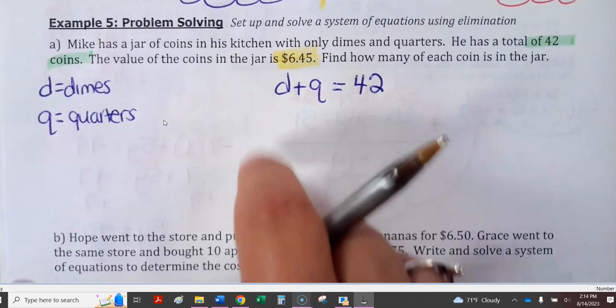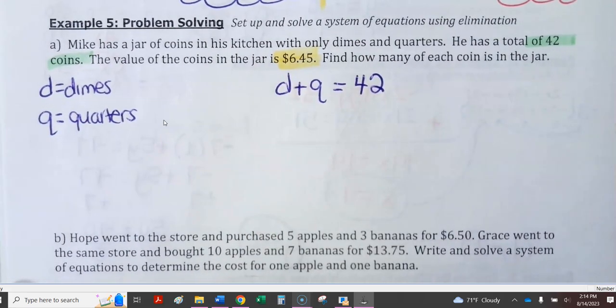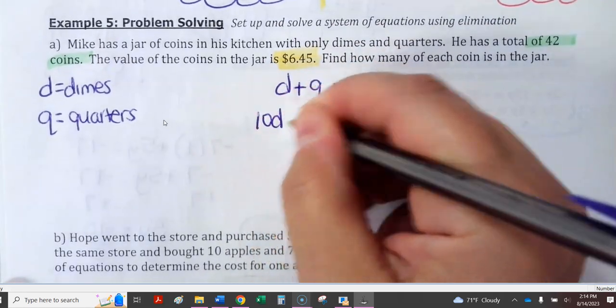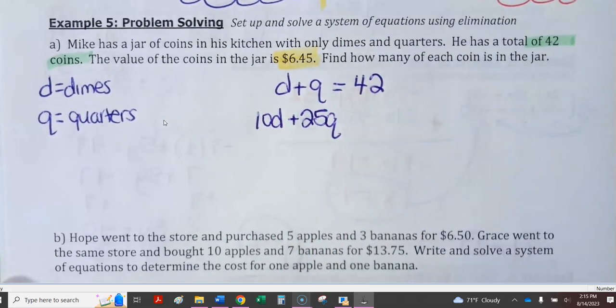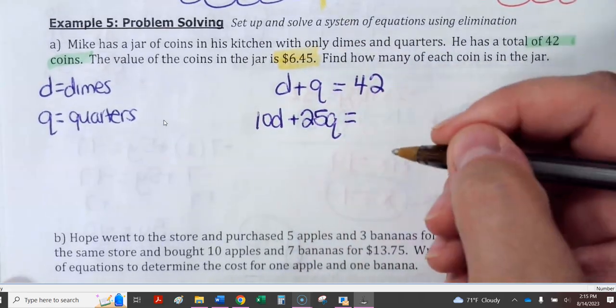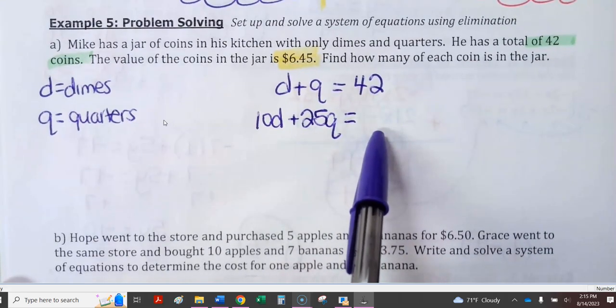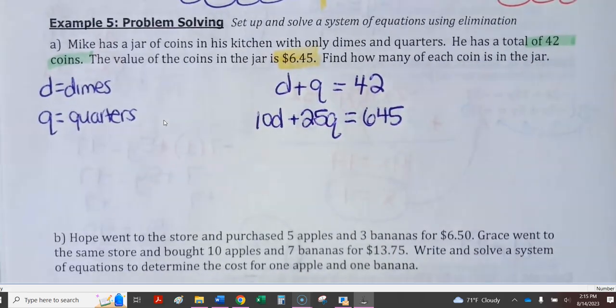Okay, did you get rid of the decimal? Like you did, like 600? You can do it. No, that's fine. Okay, so he said 10D plus 25Q. Okay, if you want to do this, you can. But what should the number on this side be? It has to be 645. Okay, if you were like, what the heck, where did that come from?